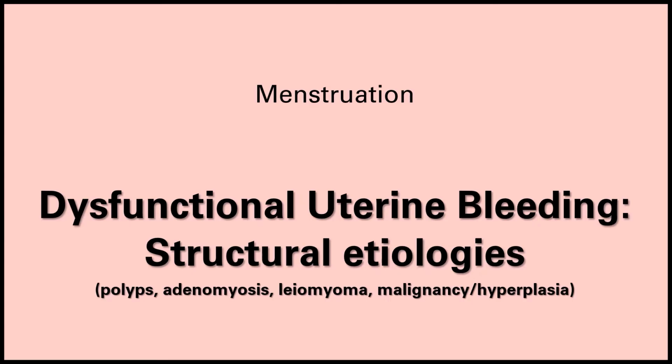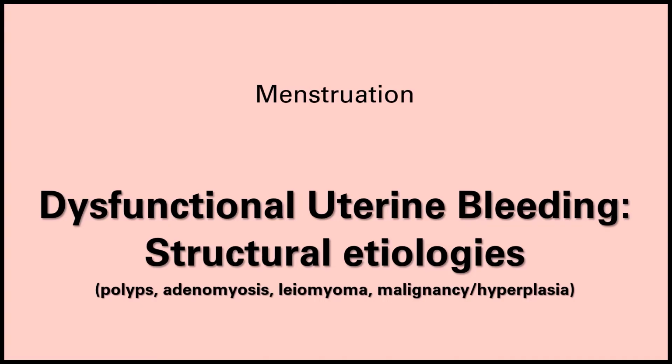Dysfunctional uterine bleeding basically refers to excessive or prolonged bleeding, or bleeding that's outside of the regular menstrual cycle. It is typically a diagnosis of exclusion and is most commonly secondary to anovulation. The acronym to know for the etiologies of dysfunctional uterine bleeding is PALM-COIN. PALM represents the structural causes and stands for polyps, adenomyosis, leiomyoma, and malignancy or hyperplasia.